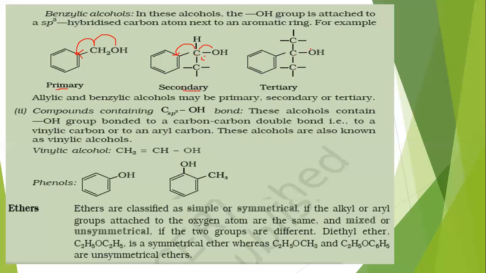OH is attached to this carbon which is directly attached to a carbon of the aromatic ring. And why is it tertiary? This is the carbon on which the OH group is present, which is bonded to first carbon, this is second carbon, this is third carbon. So this compound is tertiary. Okay. Allylic and benzylic alcohols may be primary, secondary, and tertiary. So that we have seen.